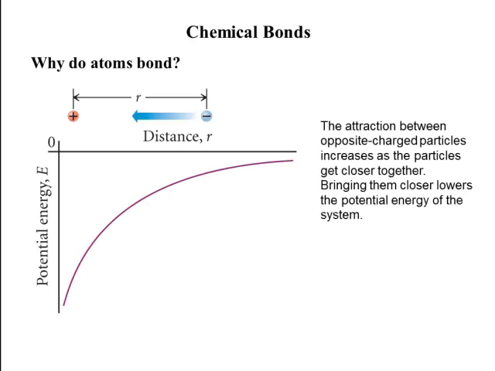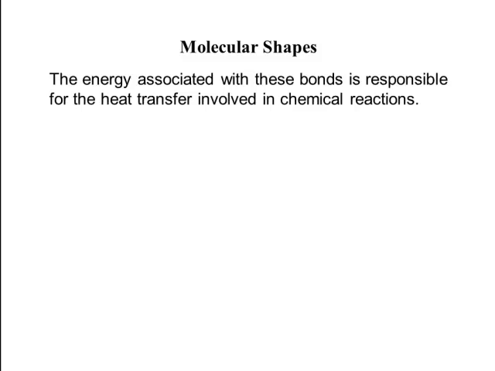Okay, so initially though, remember, why do atoms bond? Well, it's going to be because of that attractive force between oppositely charged particles. The positive charge of the nucleus in one atom is attracting the electrons of another atom. And as they get closer and closer together, they're going to reach a certain energy level that's going to cause them to be stable. So within that bond, we're going to have energy associated with that bond because of this attractive force between that nucleus and electrons. Okay, so the energy associated with those bonds, that's what's going to be responsible for all those heat transfers we see in chemical reactions. That's what's really going on with those chemical reactions.